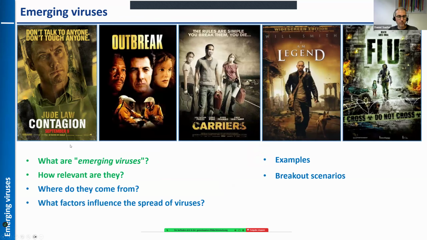So just to go back to our overview, now we have defined what emerging viruses are, and we have seen, or you have already known this, that they are very relevant for both human health, but also animal health. But now let's talk about this point. So where do they come from, and what determines, or which factors influence their spread in the population?